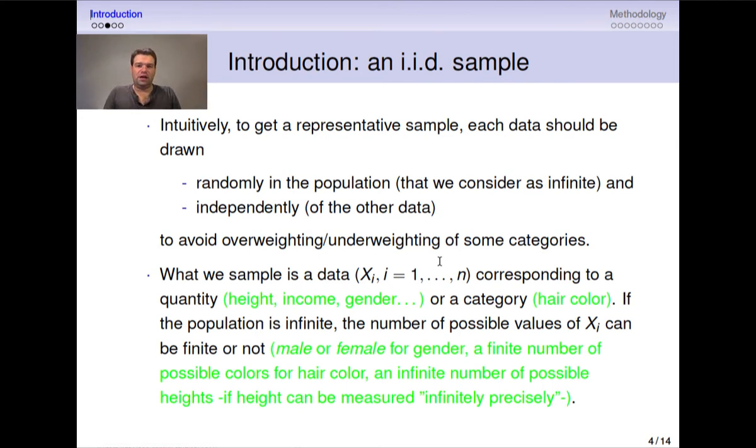The idea is to say, okay, first, to fully understand what an IID sample is, let's keep in mind that what we sample corresponds to values, and there is a possibly limited number of values or a possibly infinite number of values. For an infinite population, you have an infinite number of possible heights, but a finite number of possible genders. If you compute the gender, it is always 0 or 1. You only have two values for gender.